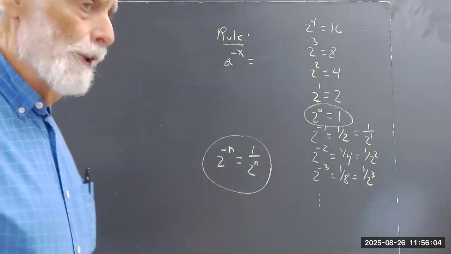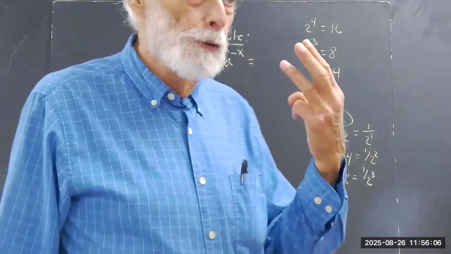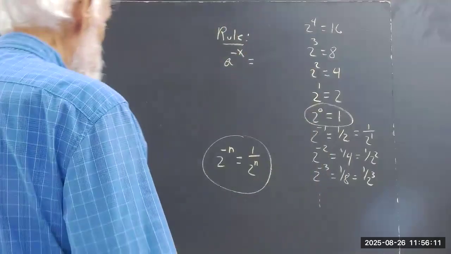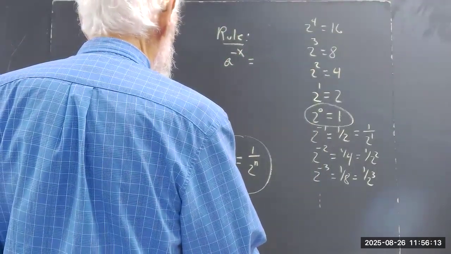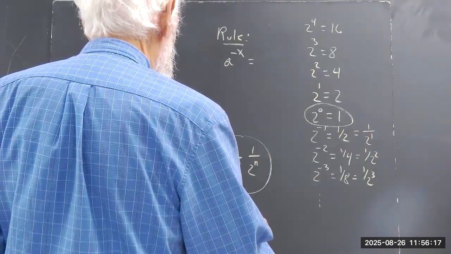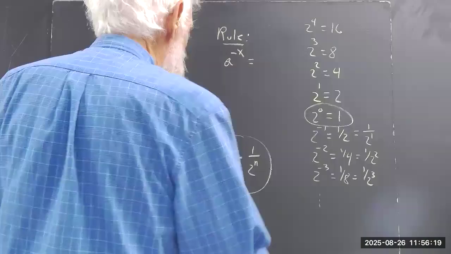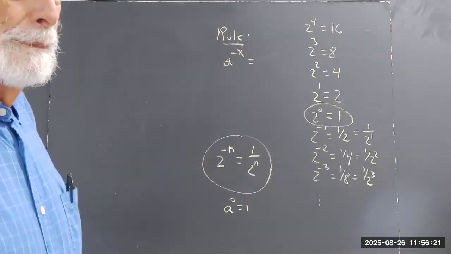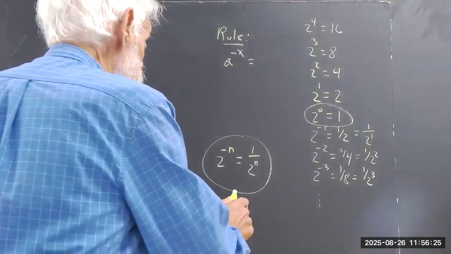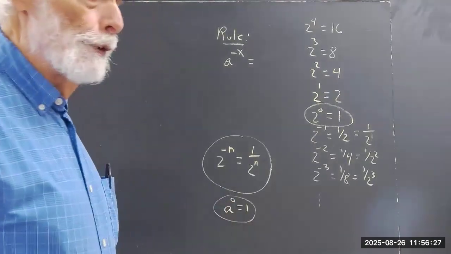Okay, well, there are 3 basic rules of exponents. And another one is: any number raised to the 0 power is 1. It's not 0. So you want to really get those 4 rules in your head.